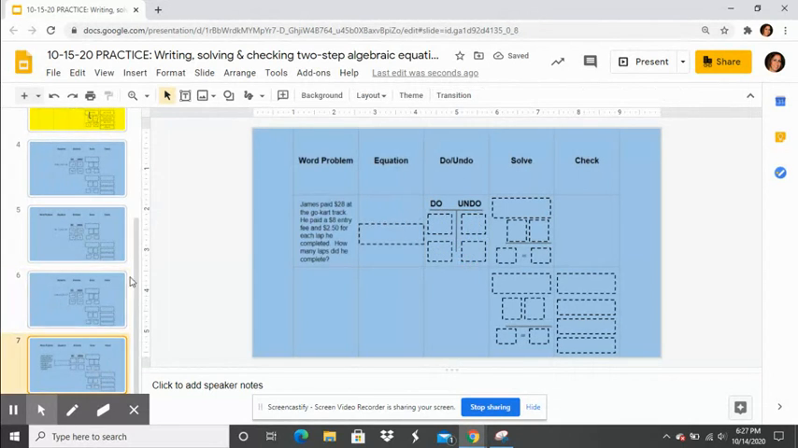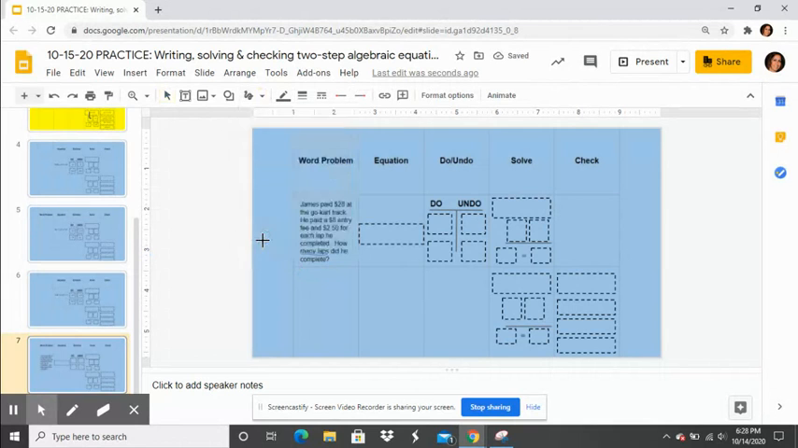And the last example, we've got a word problem. James paid $28 at the go-kart track. He paid an $8 entry fee and $2 for each lap he completed. How many laps did he complete? So I see that it says how many laps. That's in the question. So that's going to be my variable.